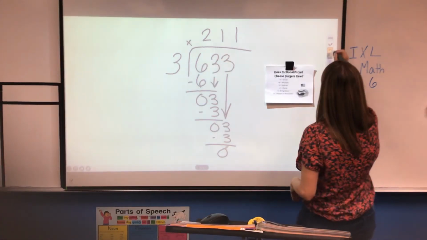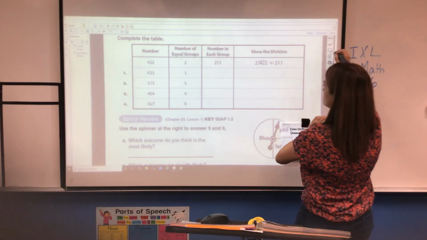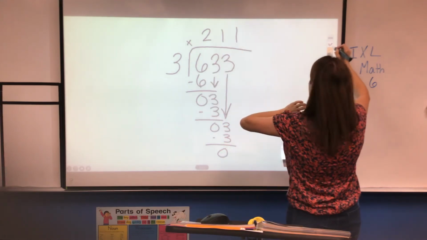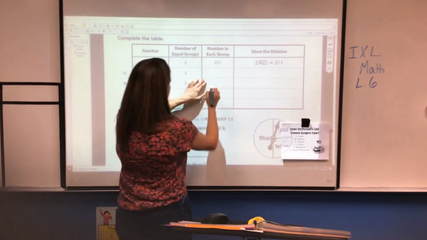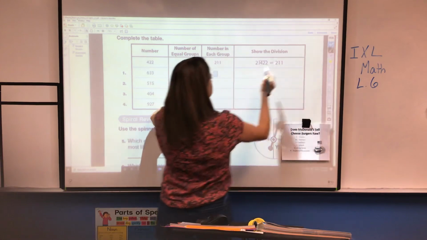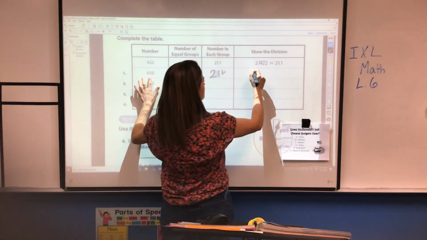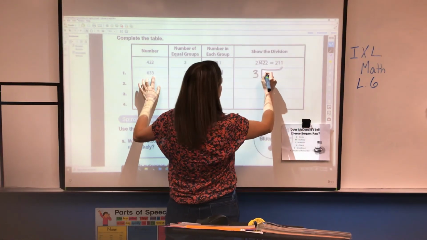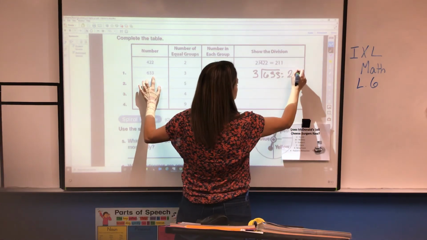What you would do to input that on that sheet is you would take these numbers and your quotient, which was 211, and oh, that's funny. It's 211 again. Let's go ahead and set up your problem. 3 goes into 633. And then just give your answer of 211.